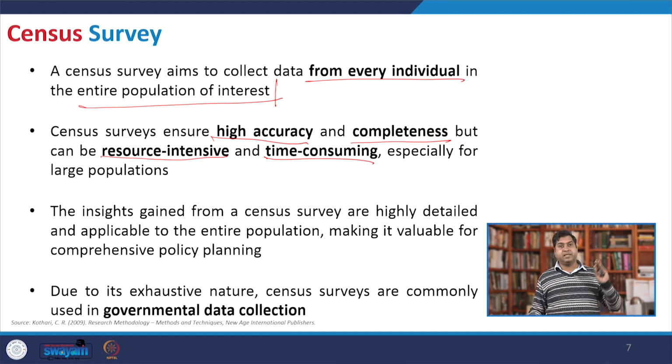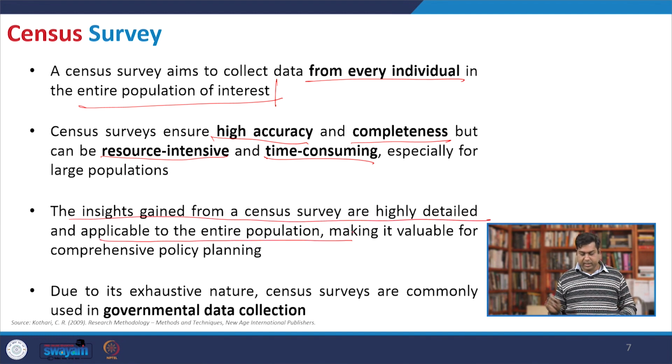Though that will capture each and everyone, so probably we will not have those kinds of bias, or maybe something wrong in the sampling strategy, because everyone is covered. But that is very cost intensive and time consuming. The insights gained from a census survey are highly detailed and applicable to the entire population, making it valuable for comprehensive policy making. So that's why, for government, the interest is to understand that there is employment data, there is some kind of gender related data and other information, which as a whole is required so that this can be a strategy.